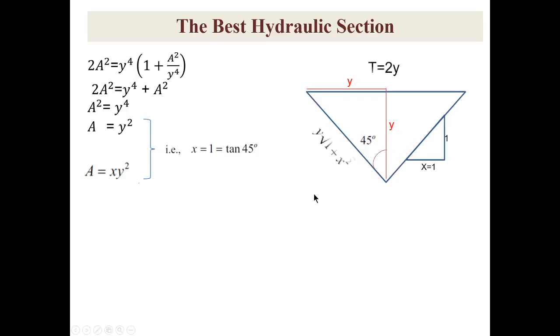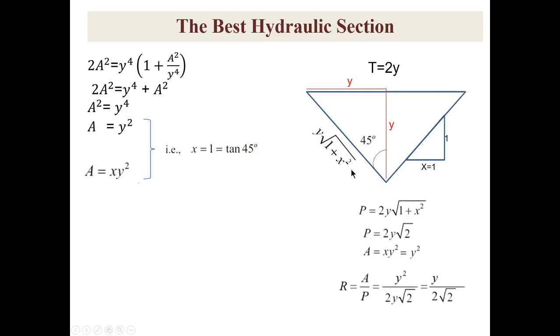So if it is 45 degrees, we can calculate the top width, and also the length of the side. Top width equals 2 times y, because if this angle is 45, this side is also 45, and therefore this length is equal to this length, and for the depth of y, the top width equals 2y. And the side length, as we know, equals y square root of 1 plus x squared. We already derived this equation using the Pythagorean theorem, and here x equals 1. Therefore, this length should be y square root of 2.